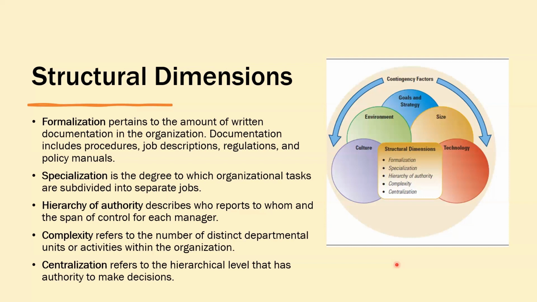The hierarchy of authority describes who reports to whom and the span of control for each manager. So this kind of refers to the organizational chart where you have frontline workers or lower level workers, then you have supervisors, then you have middle managers, then the CEO, and people report to each other according to that hierarchy. Again, in a small business, you may not have a hierarchy. You may have the manager and just the employees. In a larger business, there is a lot of formality going on. There is also a hierarchy of authority.